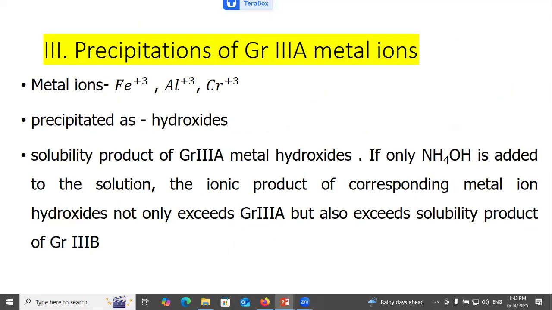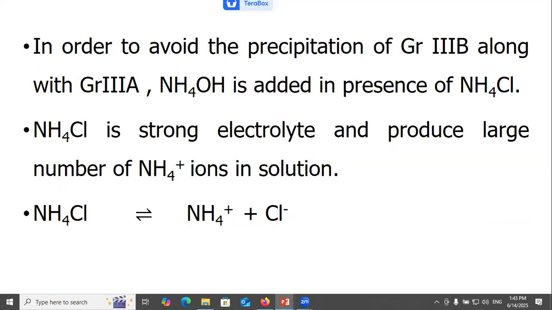Precipitation of group third A metal ions: ferric III, aluminum III, and chromium III precipitate as hydroxides. Solubility product of group third A metal hydroxides. If only ammonium hydroxide is added to the solution, the ionic product of the corresponding metal hydroxides exceeds the solubility product not only of group third A but also of group third B.